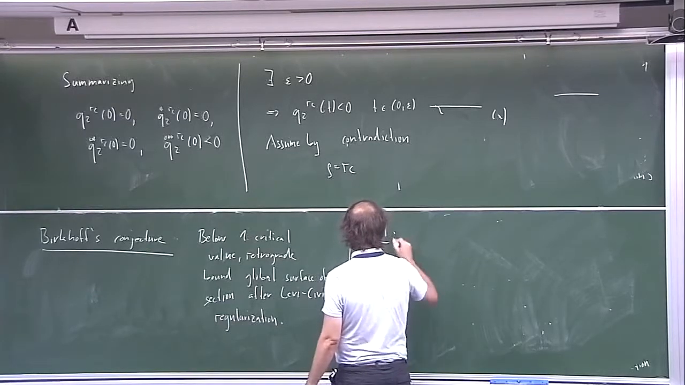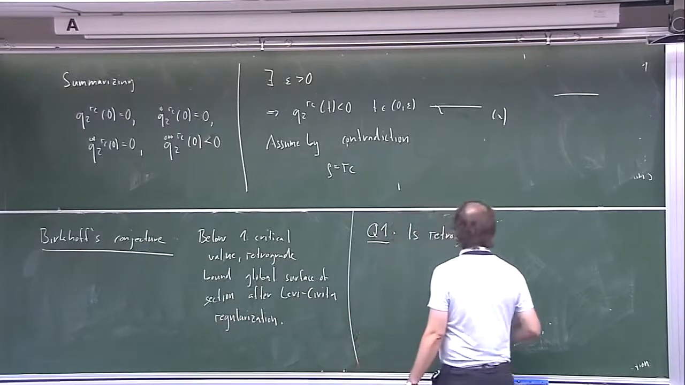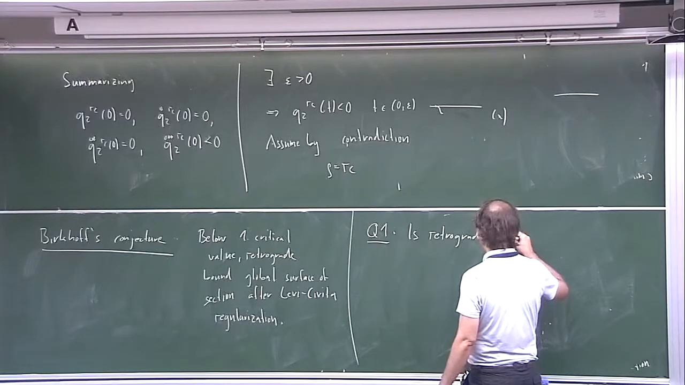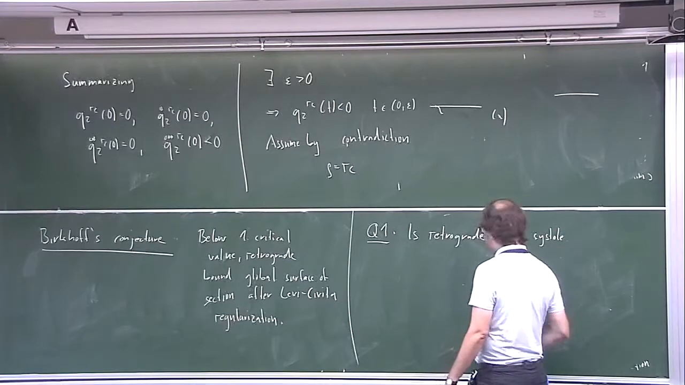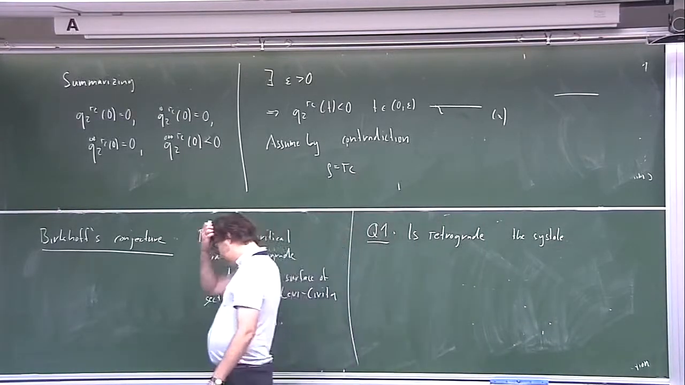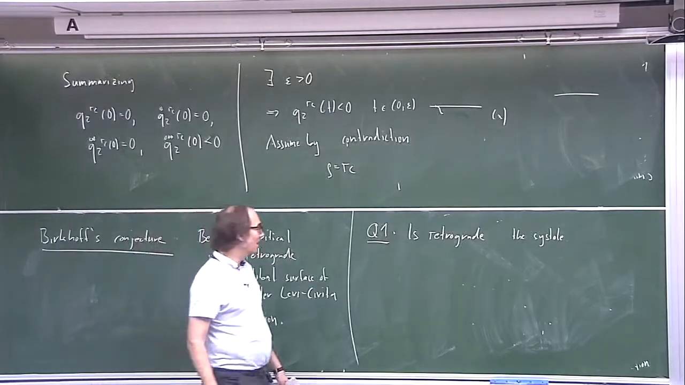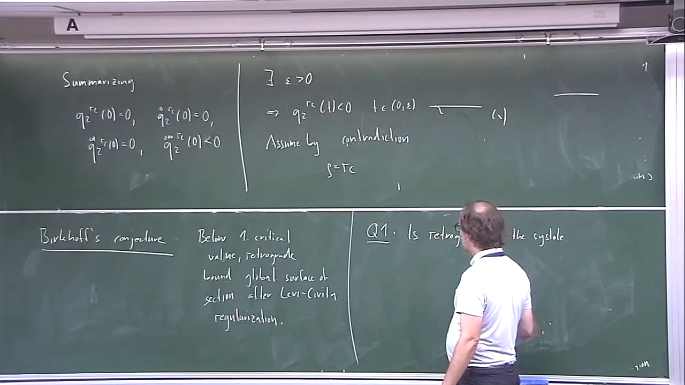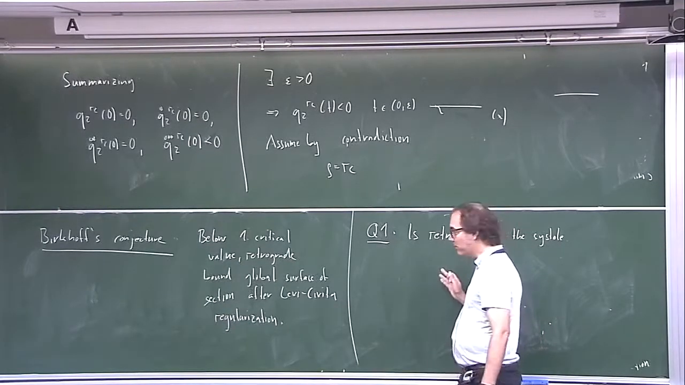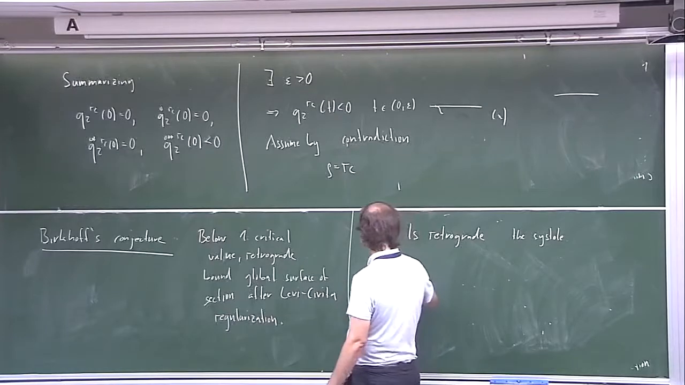Question one: is the retrograde the systole? Then these fast finite energy planes cannot break. You have compactness. And question two. Both questions are kind of independent, but both questions could be used to prove this conjecture.